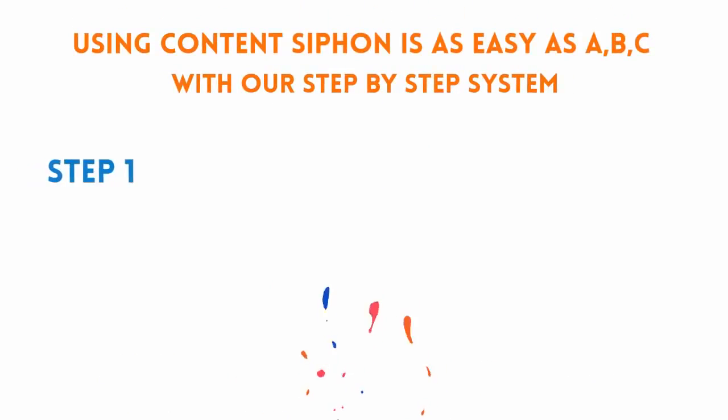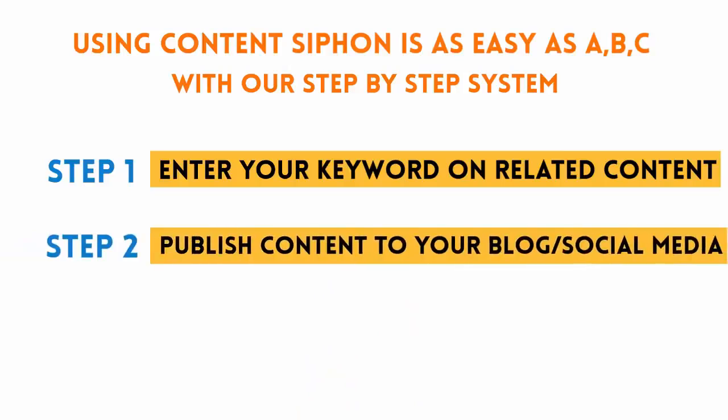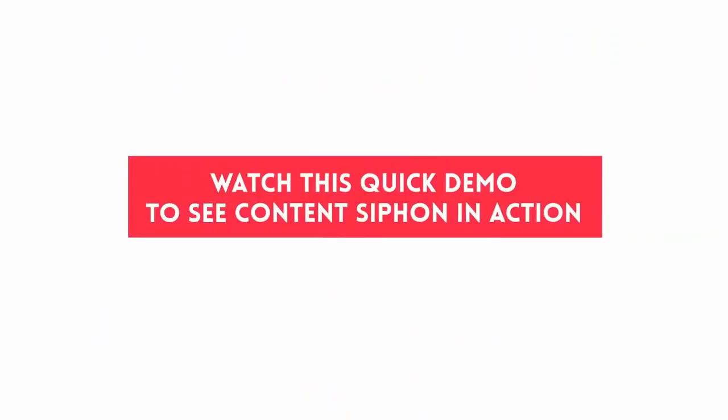Step 1, simply enter your keyword to siphon related content. Step 2, publish the content to your blog and social media. Step 3, watch your engagement go through the roof and potential profits as well. It's that simple. Watch this quick demo to see Content Siphon in action.